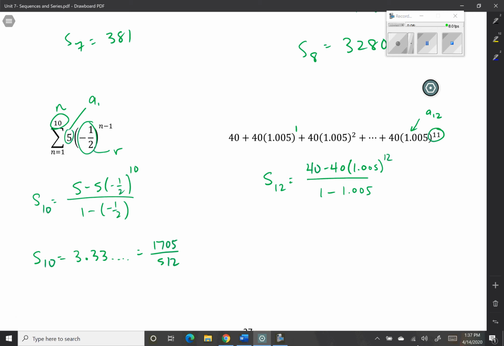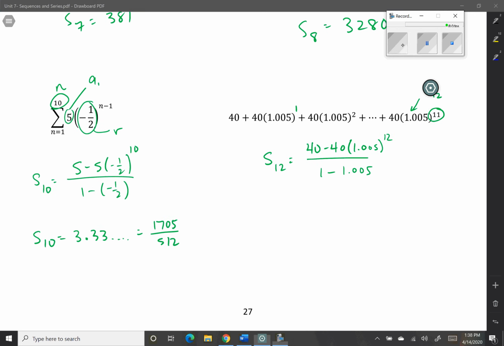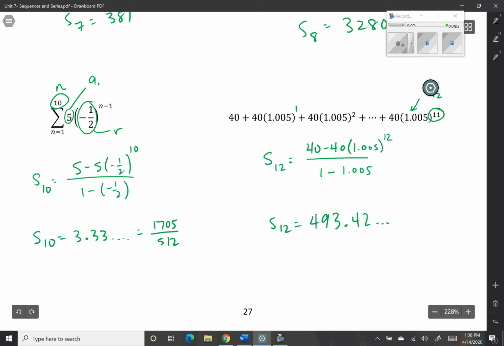And we can just plug that into our calculator. So go ahead, plug it in, see what you get. All right, so for this one, I got the sum of these 12 terms. The series is 493.42... Doesn't say what to round to, I know. It doesn't change to a fraction, so we'll just leave it as is.